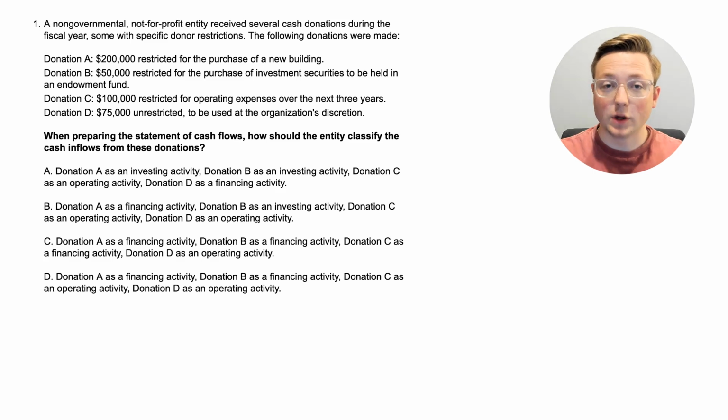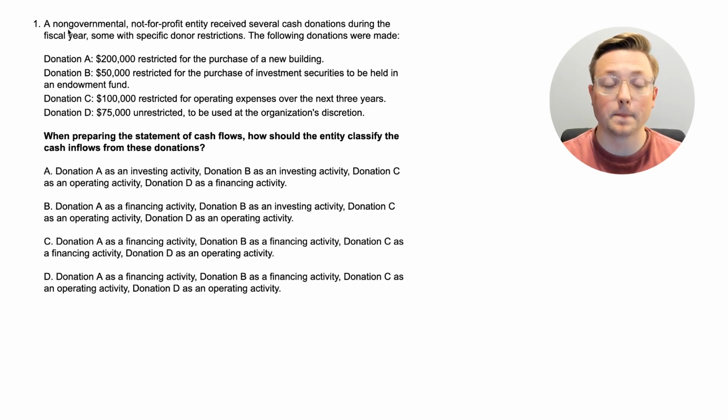All right, here we are at question 1, and something that we always like to point out with the Superfast CPA strategy is one of the best strategies is to immediately go to the end of the question, the last line, to see what the actual question is so that you can get context for the rest of the question so you know what you're looking for as you read through it. So first, let's read this. When preparing the statement of cash flows, how should the entity classify the cash inflows from these donations? So we need to know how to classify these inflows that we're about to look at.